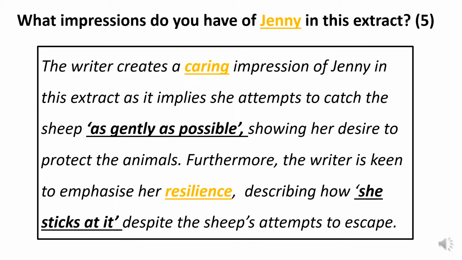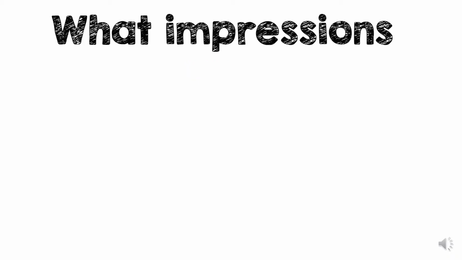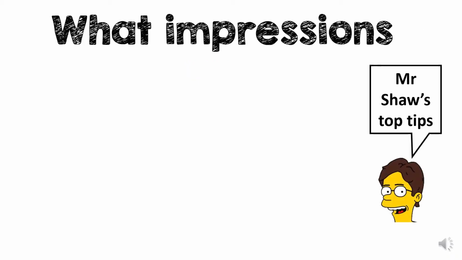Furthermore, tracking through the extract, the writer is keen to emphasize her resilience, describing how she sticks at it despite the sheep's attempts to escape. So this is a promising start to the answer where we've got 2 distinct impressions, both of them backed up by relevant textual support. So to recap with the "what impressions" question, top tips.